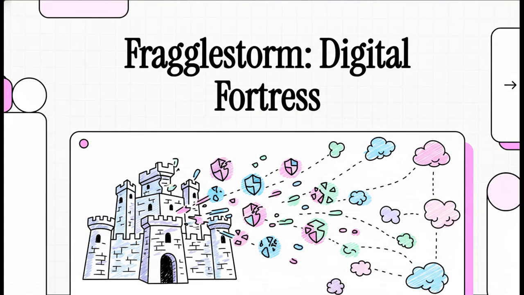So, what if you could take your most important digital files and make them, well, practically invisible to anyone who shouldn't see them? Today, we're going to dive into a tool called Fragglestorm, which is all about building your own personal digital fortress around your data by, get this, shattering it into tiny pieces. Let's see how it works.